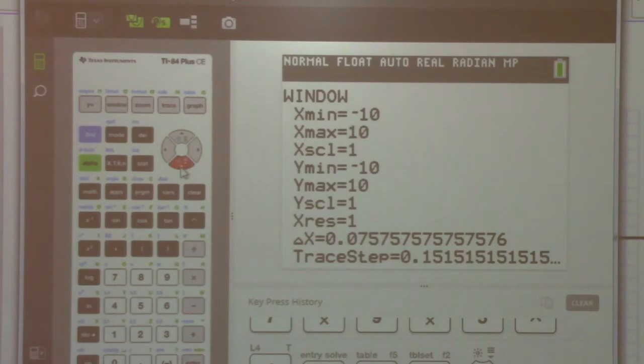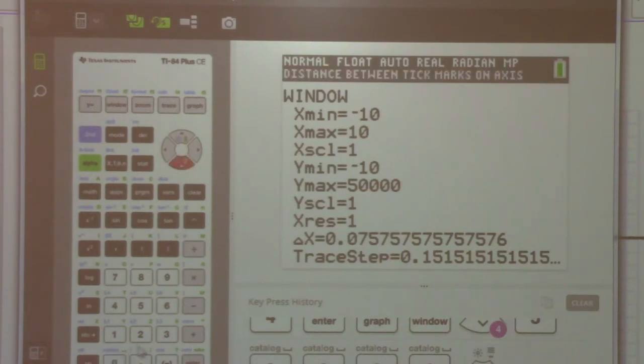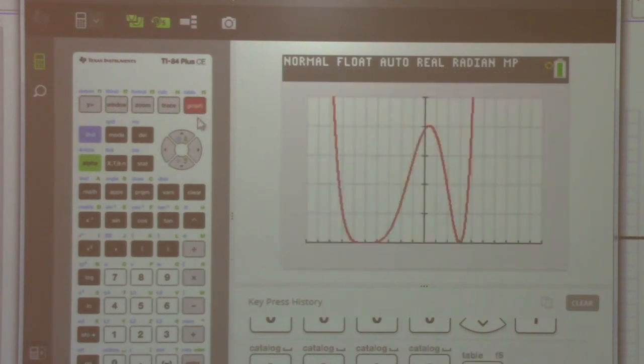And if we change this, we know our y-intercept is 30-something thousand. So I'm going to make this 50,000. And then our y-scale, I'm going to make it 10,000. And I hope we can see it better now. Okay. Does that look better now?